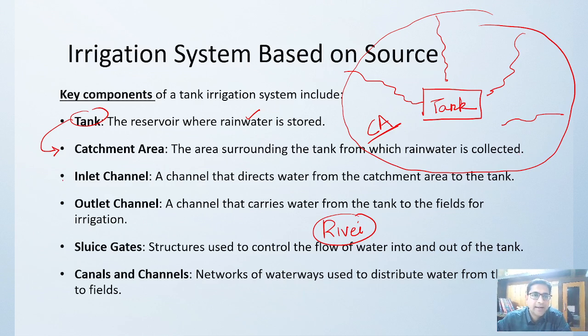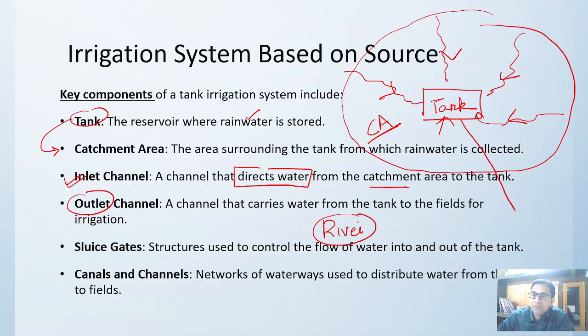Then we have an inlet channel, which directs the water from the catchment area to the tank. So these are the inlet channels that are moving towards the tank. And then we have an outlet channel. Inlet channels are there, and now the channel from where we will be utilizing the water, how we are going to use the water from the tank, is called the outlet channel.